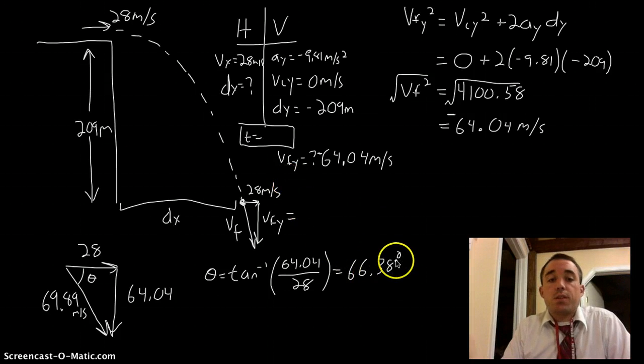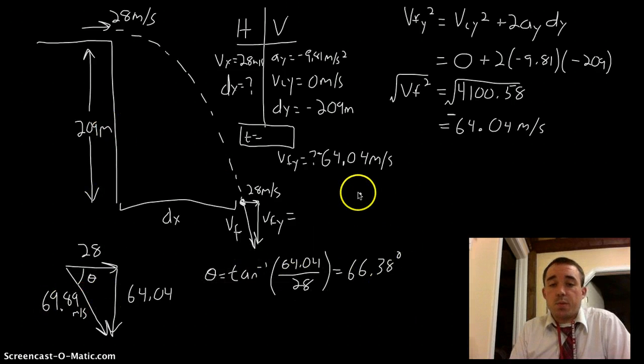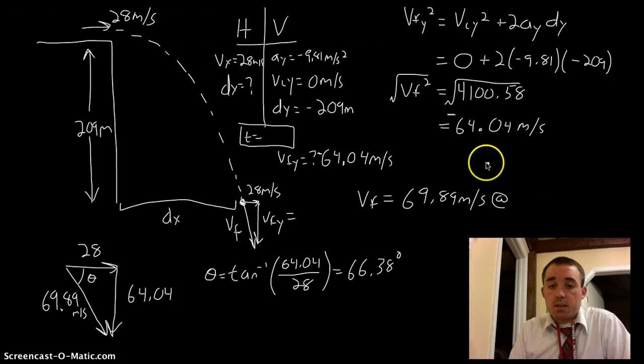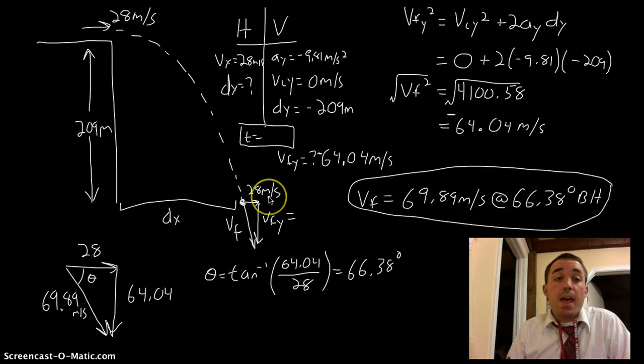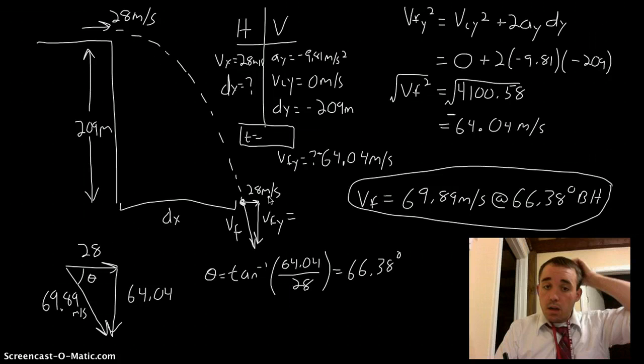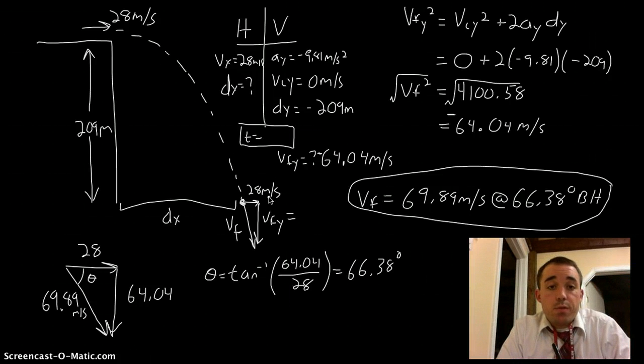66.38 degrees. So we have our speed, we have our direction. We just got to put it together for our final VF: 69.89 meters per second at 66.38 degrees, and our direction will be below the horizontal. So that's part A only. On the next slide, I will go through part B, so bear with me on that one.